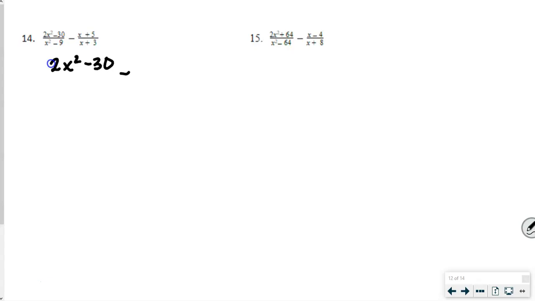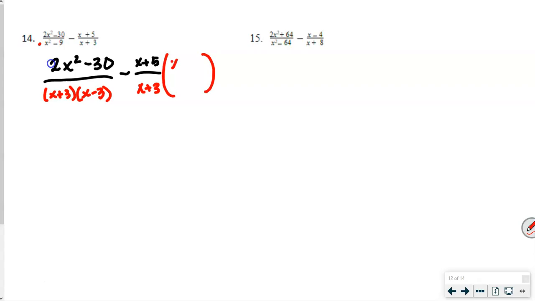And it's going to be minus x plus 5, okay? But we can factor this right here, can't we? So this is going to be x plus 3 and x minus 3. So we had x plus 3 over here, so that means we're going to have to multiply both the numerator and the denominator by the x minus 3.